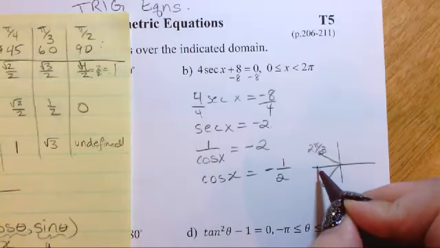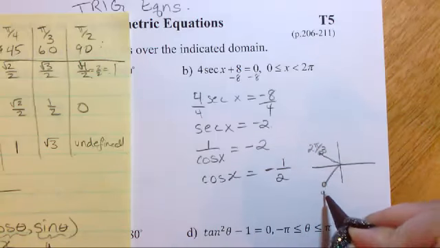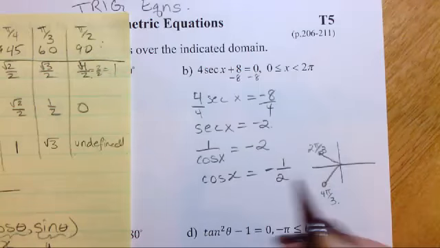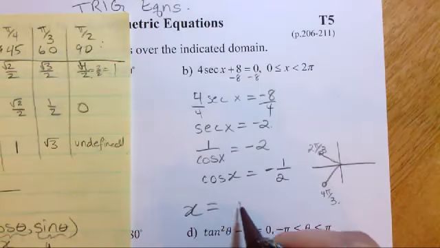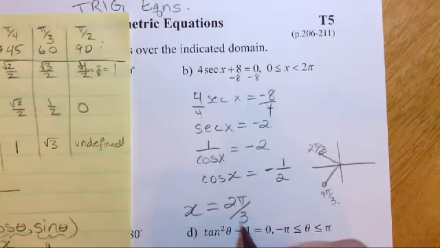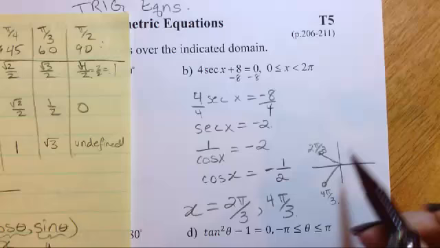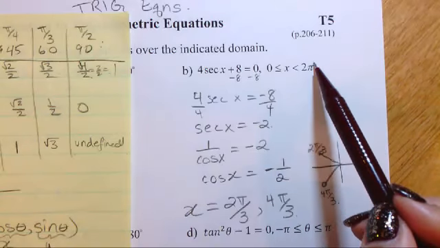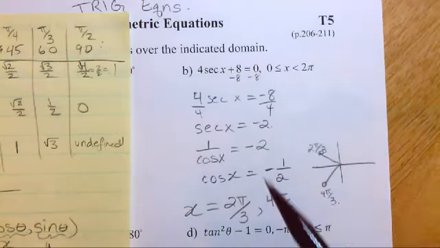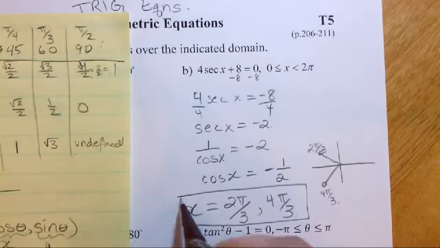And then this is 3 pi by 3, so then this is going to be 4 pi by 3. So those are my two answers. So x is equal to 2 pi by 3 and 4 pi by 3. And just double check that you are making sure that you are in the domain that's stated. So this is my answer for that one.